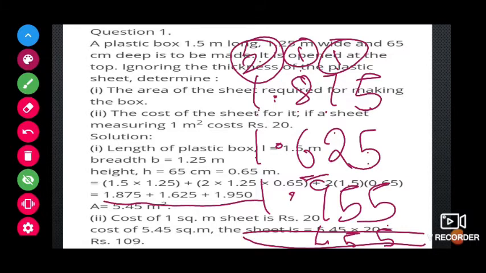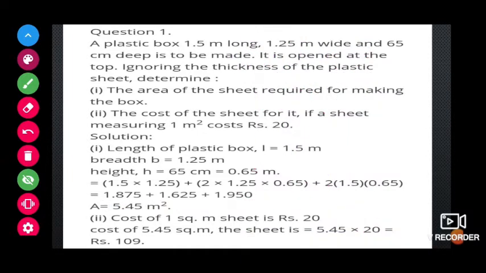2 plus 1 is 3, 3 plus 1 is 4, 4 plus 1 is 5. In the same vertical line we have to place the point also. So we will get 5.455. Removing the last 5, I wrote 5.45 meters square.